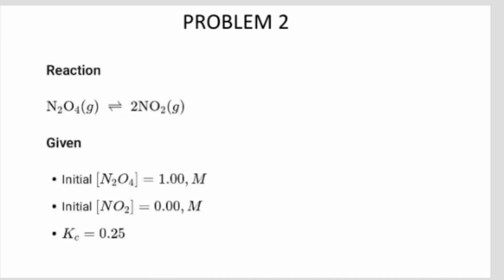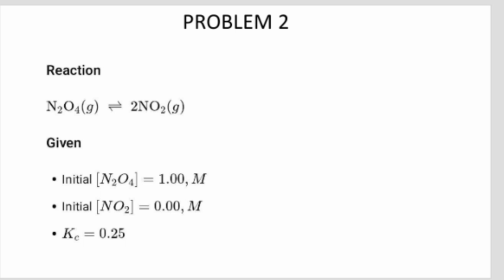Let's go ahead to problem 2 or example 2. We have N2O4 in equilibrium with 2NO2. So N2O4 has broken down to NO2. Now we have been given the initial concentration of N2O4 as 1.00, the initial concentration of NO2 as 0.00, and the Kc is 0.25. Now, what's our job here? What have we been given to find? What we need to find is what we call the final concentrations, or the concentrations at equilibrium.